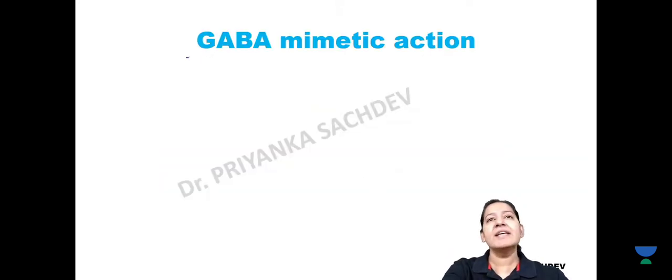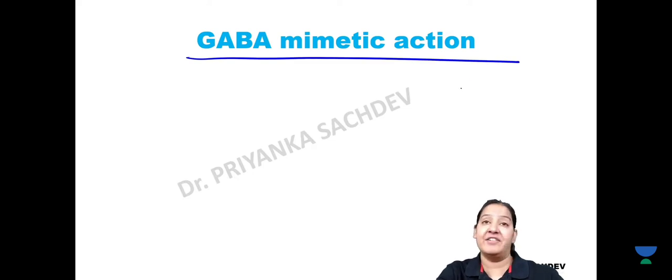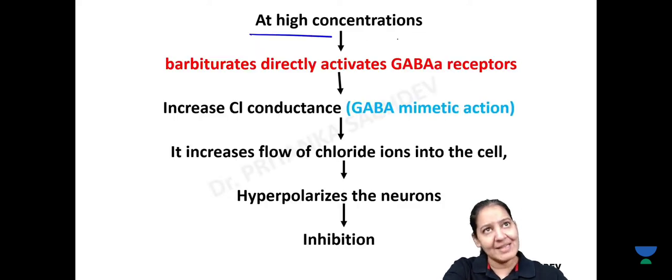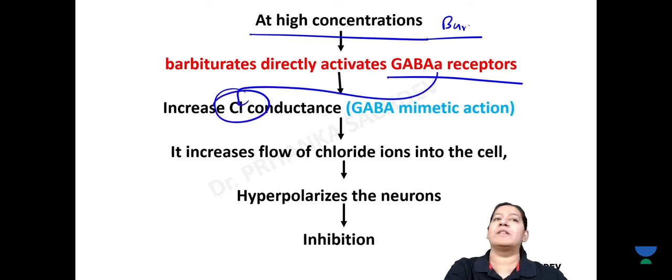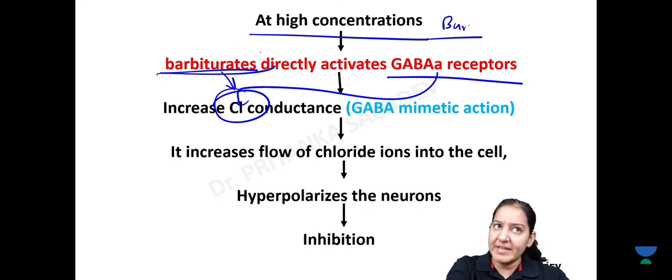The natural action is exaggerated. The second thing is GABA mimicking action, not facilitating. It is mimicking. So at high concentration, if you give the barbiturate, it will directly go to the GABA receptor and it itself will open the chloride. Barbiturate is not asking GABA to open the chloride channel. Barbiturate itself is opening the chloride.